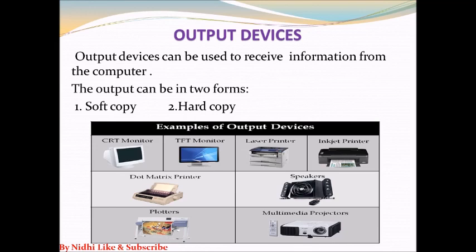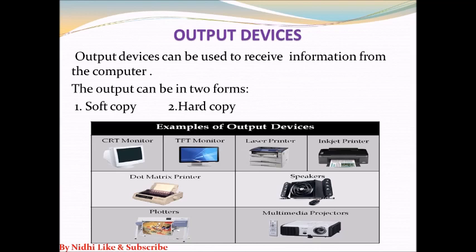Here you can see the examples of output devices: cathode ray tube monitor, thin film transistor monitor, laser printer, inkjet printer, dot matrix printer, speakers, plotters and projectors. So these are the examples of output devices.